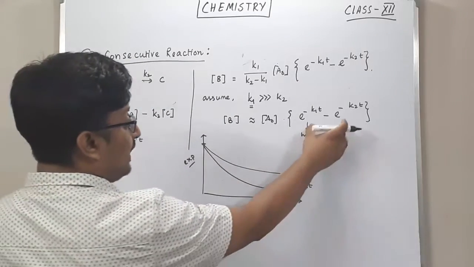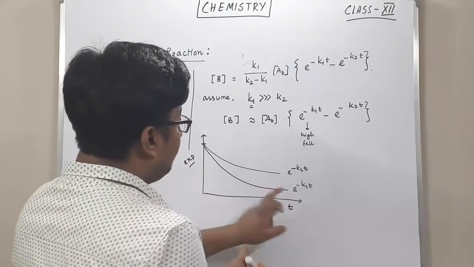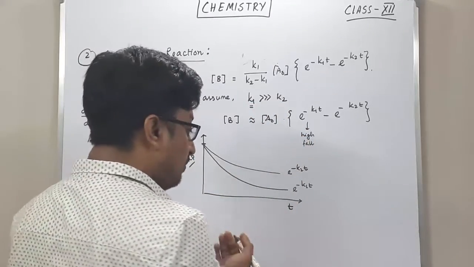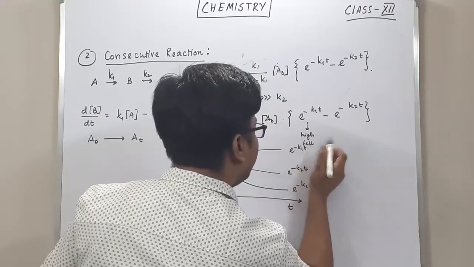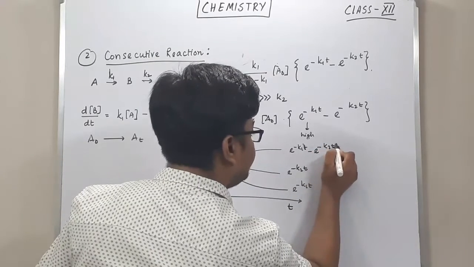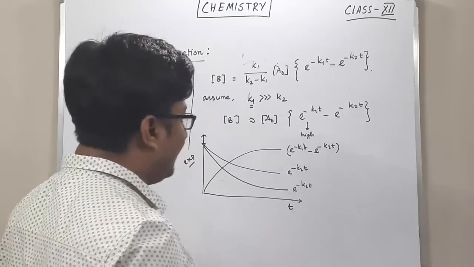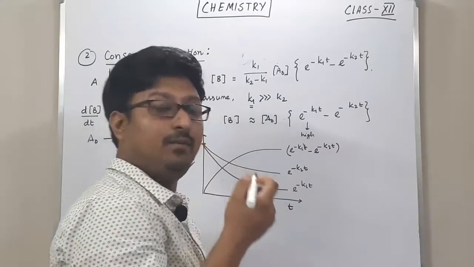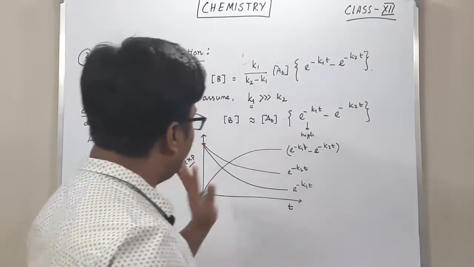Now if I calculate the difference, the difference will increase and will be positive. This is the difference: e to the power minus K1t minus e to the power minus K2t. You can do this. Just take any series of data, plot these values, calculate this difference and show it up. You will get this kind of plot.